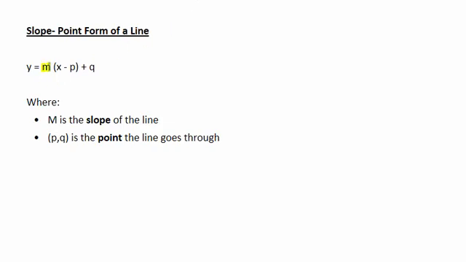m represents the slope, and p and q are coordinates of a point that this line goes through. So it's slightly different from the slope y-intercept form that we're used to because that has b, which is the y-intercept. This form of the line does not have the y-intercept in it. It simply has a point that the line goes through.